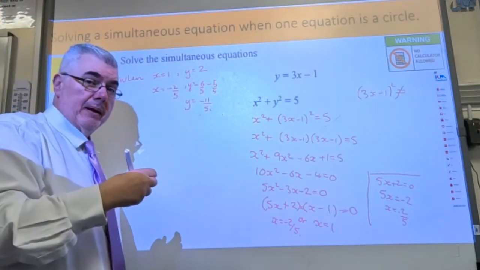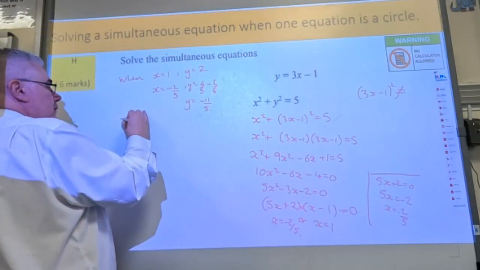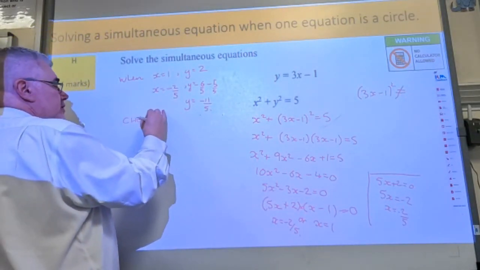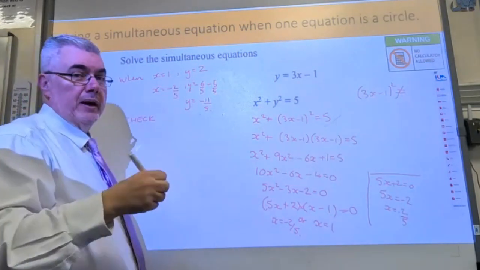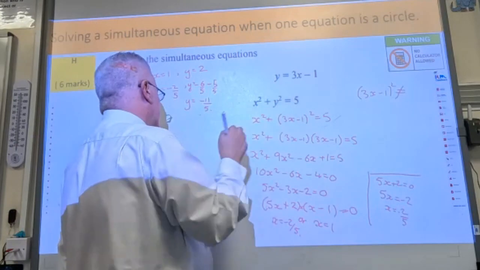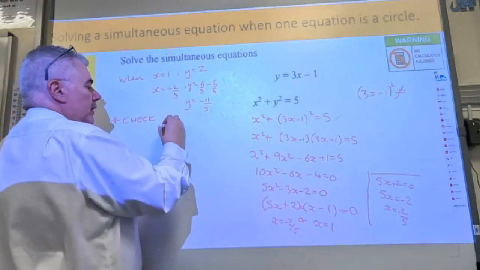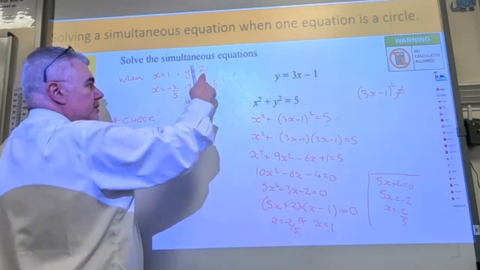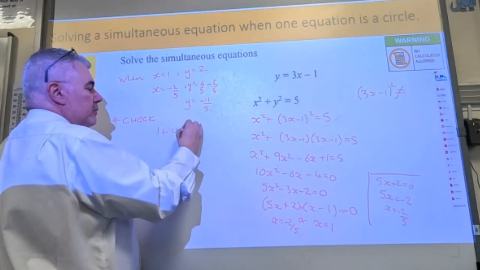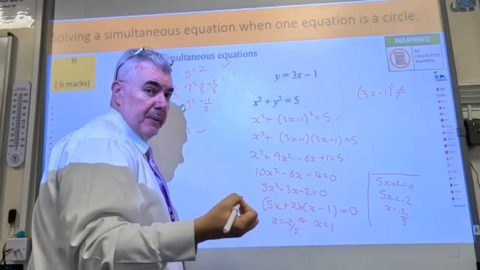And I think those are my two answers, but at the end of the exam, we're going to go back and check. How do we check? We substitute into the equation we've not used. I didn't use this one to find any values, so I'm going to substitute back into this one. So when x is 1, I get 1 plus 2 squared is 4 equals 5. I know this pair is correct.